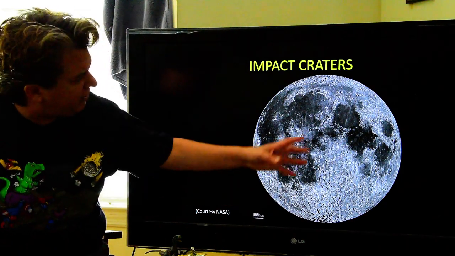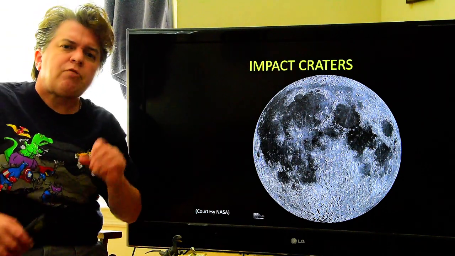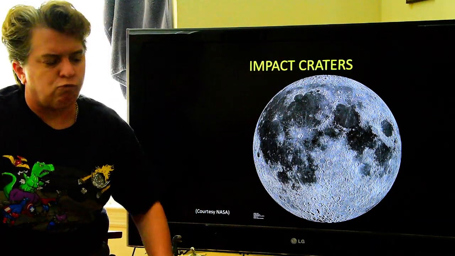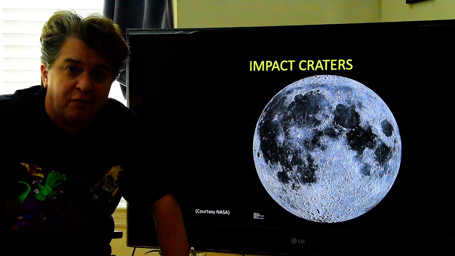But definitely Earth's surface isn't dotted with craters everywhere. So that should get you guys thinking, why is that? Why does the moon have so many craters and Earth doesn't?